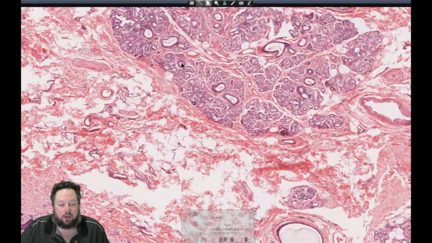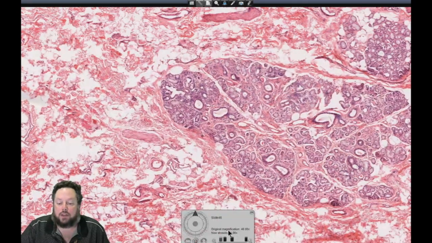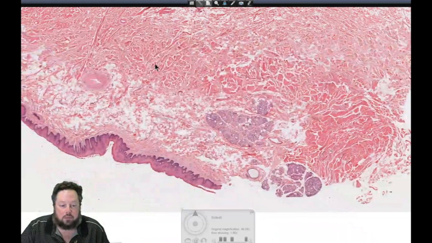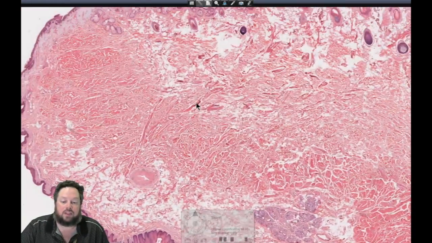So that was a quick overview of the lip. Does anyone have any questions about the lip? We might move on to have a look at some teeth, some developing teeth.